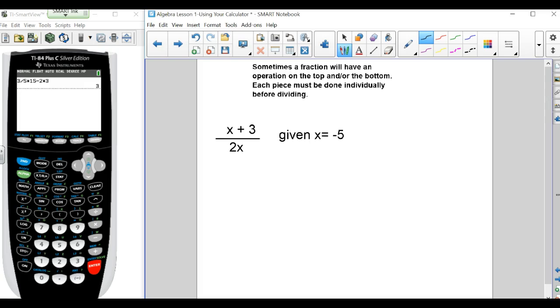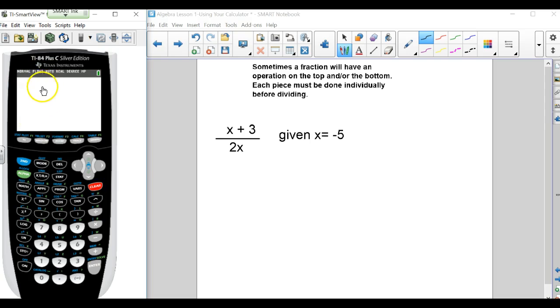Now, all the problems we've done so far with fractions have had just one number on top and one number on the bottom. This fraction right here, on the top we have x plus 3, which is going to be negative 5 plus 3. Whenever there's more than one term on either the top or the bottom of the fraction, you have to work out the top by itself and the bottom by itself. Now here's my foolproof method to do it.